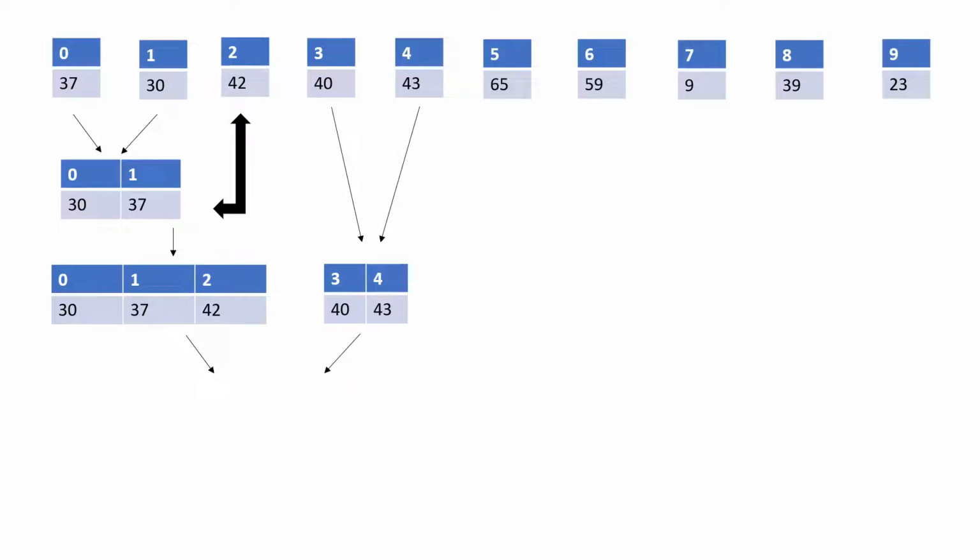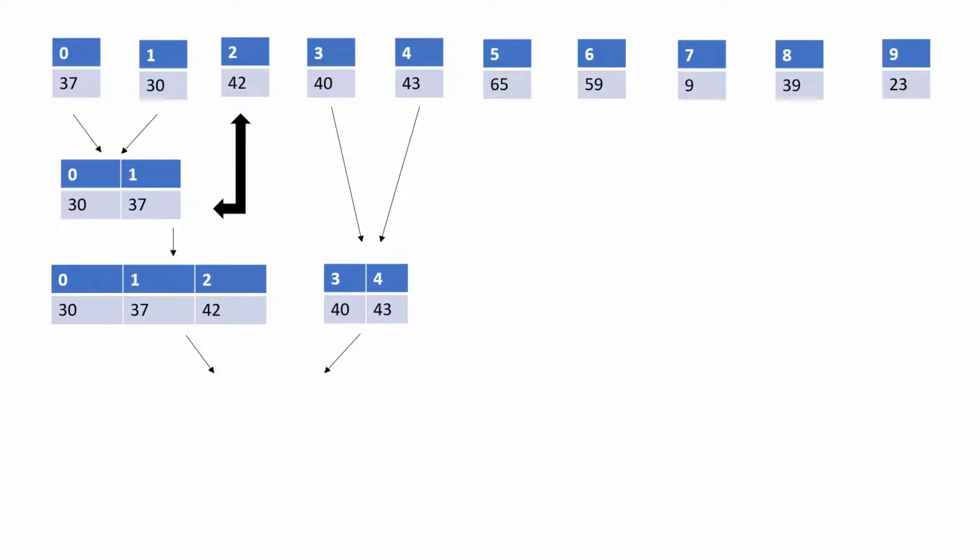Now we have to merge the elements in the indexes 0 to 4. In the index 0 the element is 30. In the index 1 the element is 37. In the index 2 the element is 42. In the index 3 the element is 40. In the index 4 the element is 43. Let's compare and match them.